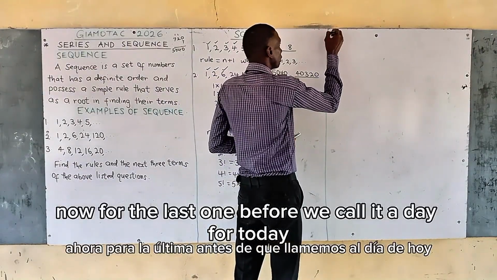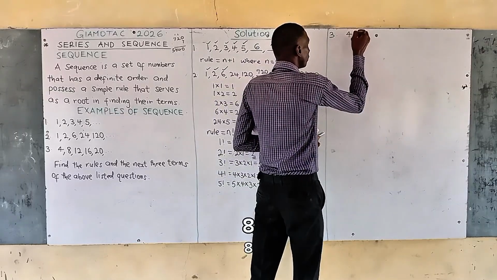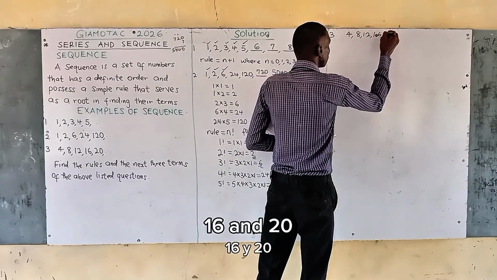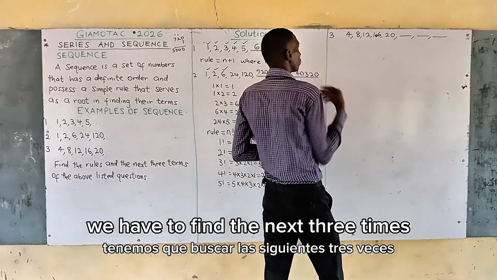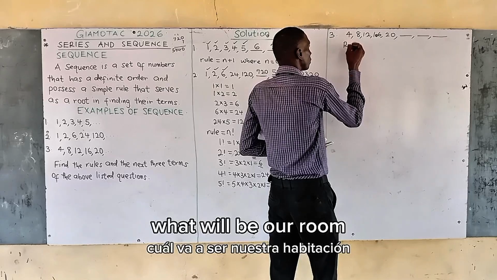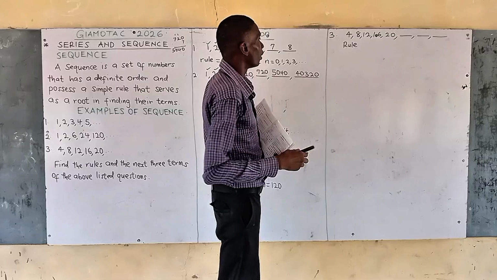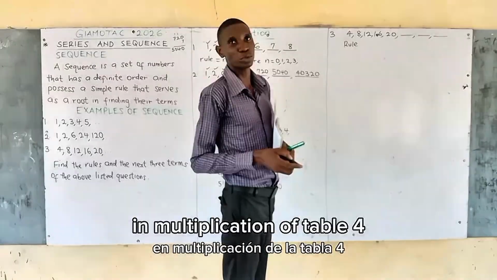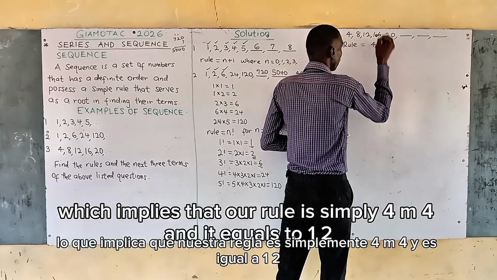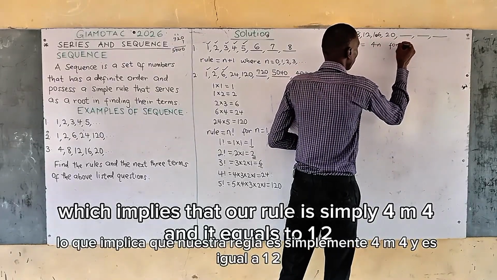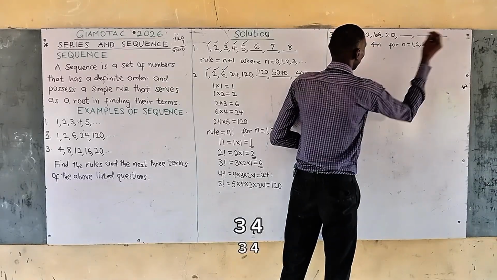Now for the last one, before we call it a day for today, what are we going to have? We are having 4, 8, 12, 16, and 20. We have to find the next 3 terms. What are we going to have? What will be our rule? Look at this very well. You will see that this is a multiplication of table 4, which implies that our rule is simply 4n, for n equals 1, 2, 3, 4, and so on.